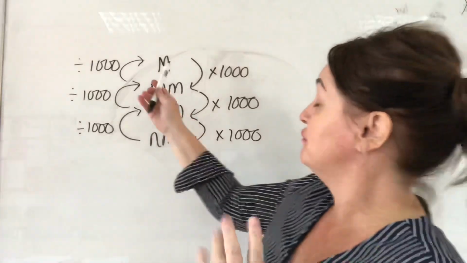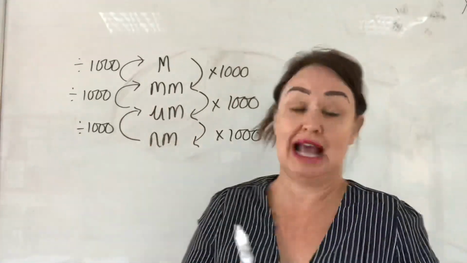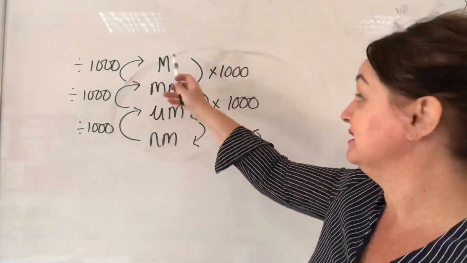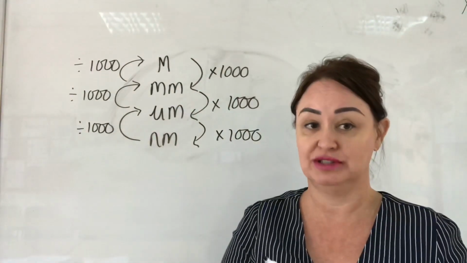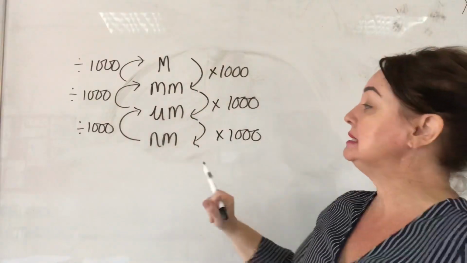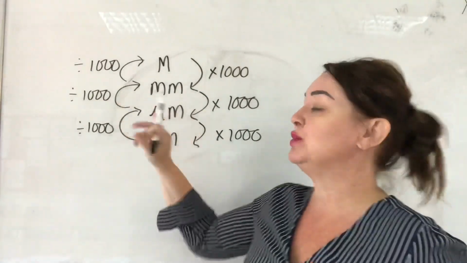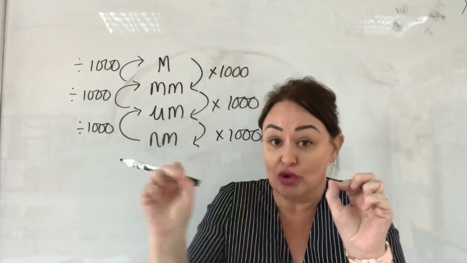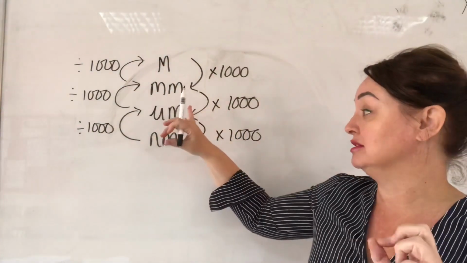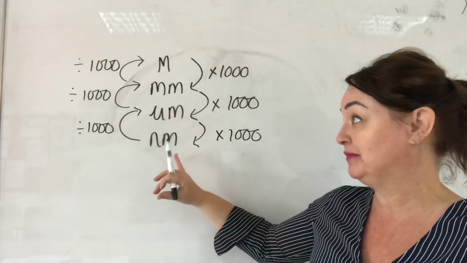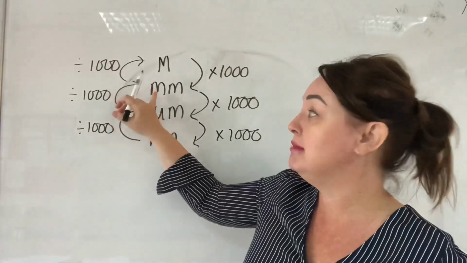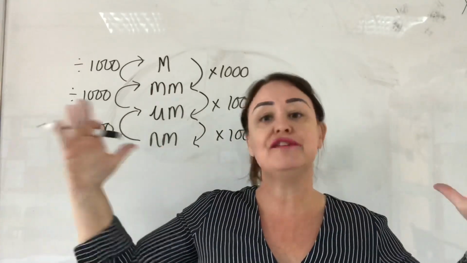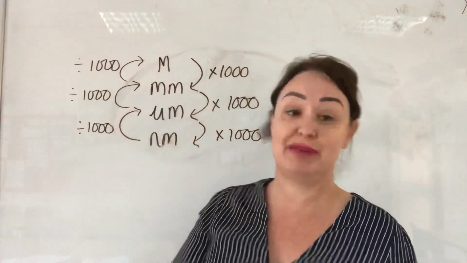If we're moving from a metre into a millimetre, millimetres are smaller units and therefore you're going to have more of them. So we're going to times our number by 1,000. If we're moving from millimetres into micrometres, we're moving to a smaller measurement again. So the number will get bigger because you'll have more of them. So we're going to times it by 1,000. And likewise when we move to nanometres. If you're moving from millimetres into metres, you're moving from a very small measurement into a big one. So therefore you're going to have less of them, so we would divide by 1,000.